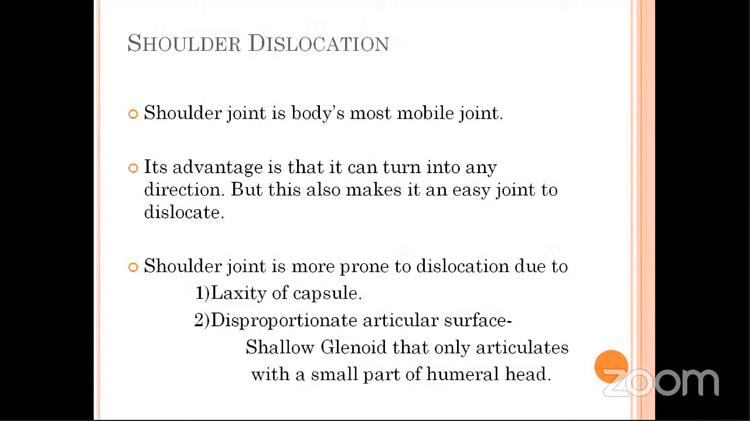So coming to the theory part, shoulder dislocation. Shoulder joint is the body's most mobile joint. Its advantage is that it can turn into any direction, but this also makes it an easy joint to dislocate. The shoulder joint is more prone to dislocation due to the laxity of capsule as well as the disproportionate articular surface. As Anjana had mentioned earlier, there is a shallow glenoid cavity and it only articulates with a small part of the head of humerus.